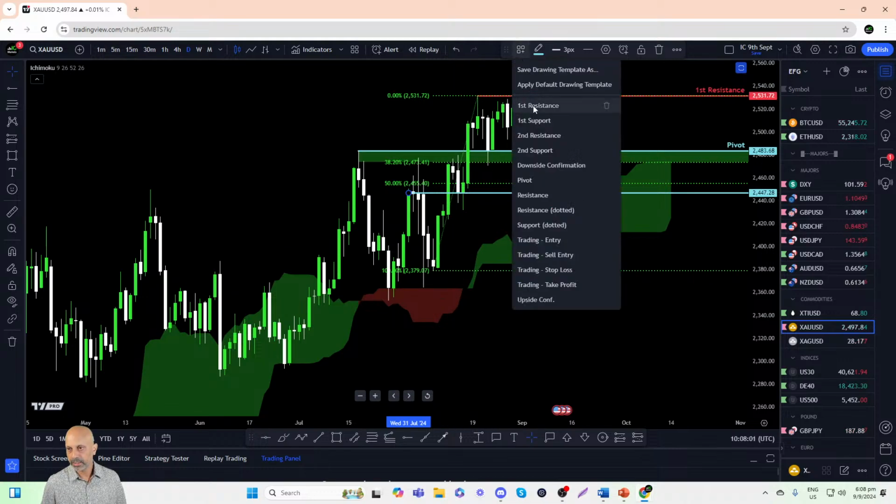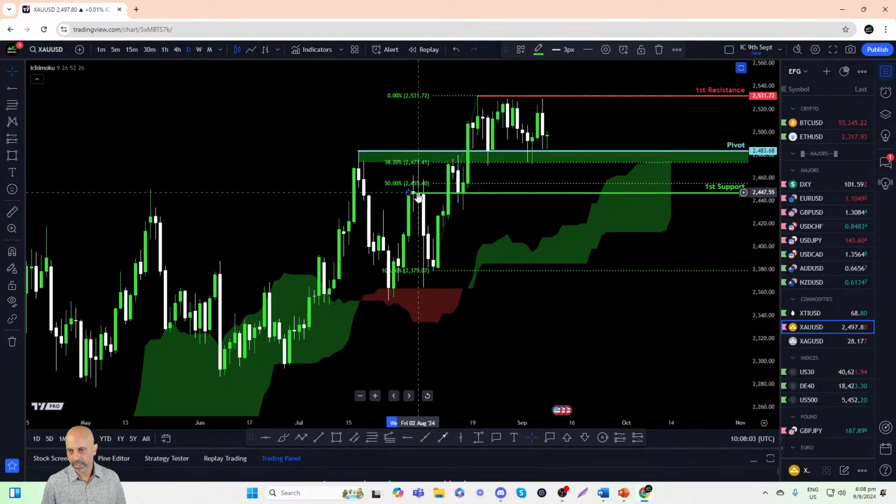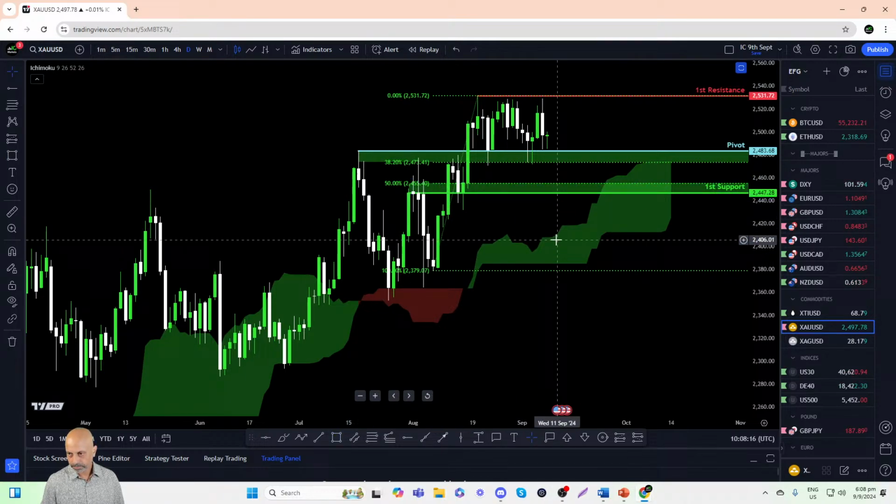$2,447. We can see here this level previously functioned as resistance in the beginning of August, after which it proceeded to function as support in mid-August. So this creates a nice overlap as well that aligns slightly below the 50% Fibonacci retracement.